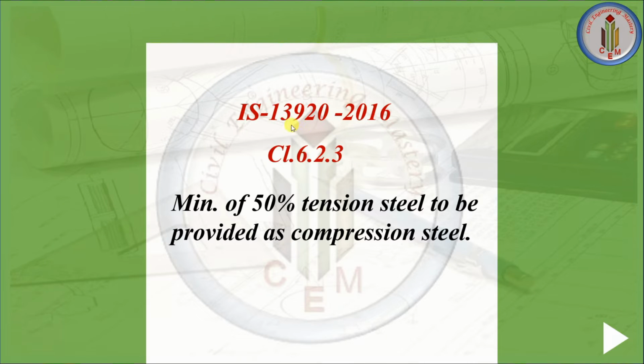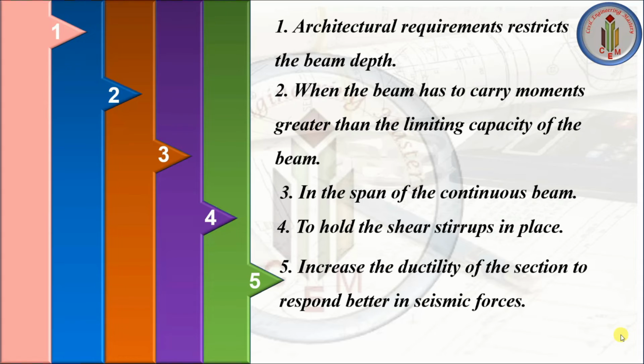So IS 13920:2016, which is specially meant for ductile detailing, refers in clause number 6.2.3 that a minimum of 15% of tension steel is to be provided as compression steel. So these are the few factors in what situations we need to provide doubly reinforced beams.